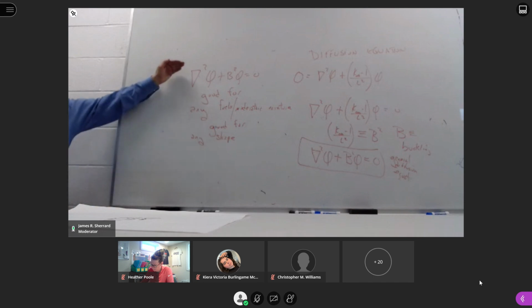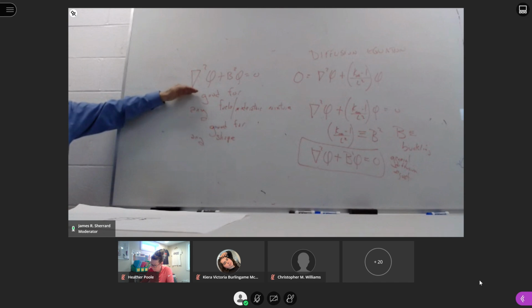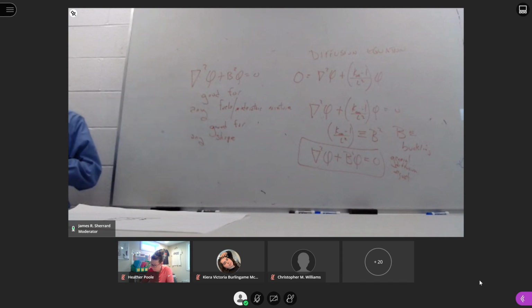Everything, though, will go back to using this original equation, where you can use variations of the solution to this equation with boundary and initial conditions to solve any combination of fuel moderator mixtures in any shape we might have.